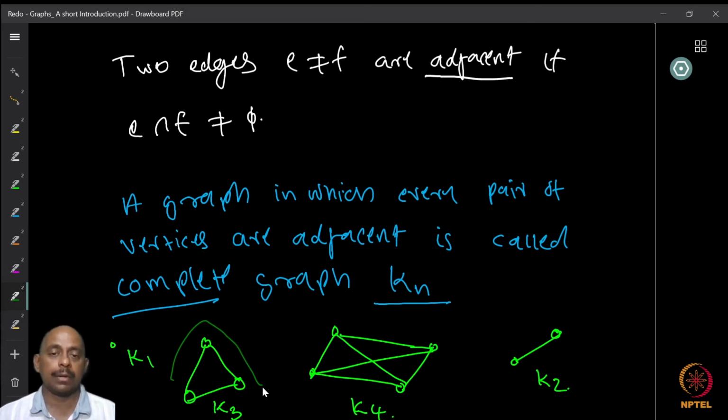Then you have a four vertex complete graph where you have all the four vertices, and then you have all possible six edges, right? Four choose two, right? The two element subsets: there are four vertices, therefore four choose two edges will be there. So you have all the four choose two edges in the graph K4. You have a two element vertex set, and then you have a complete graph on two vertices, that is K2. Right, so these are examples of complete graphs.